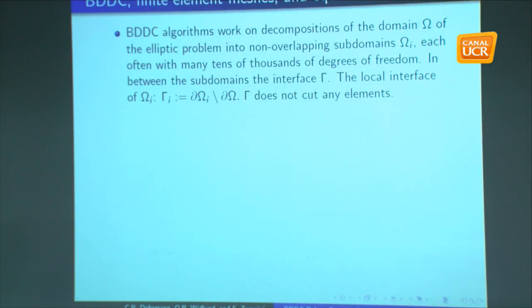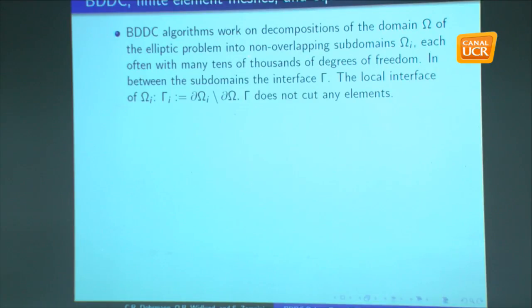So the BDDC algorithms. What do we start doing? We take our domain, omega, for the elliptic problem, and then we split it into non-overlapping subdomains. The idea is to use solvers for these subdomain problems, but also, in order to get independence of the number of subdomains, we need another important feature, which is a global problem of relatively low dimension.